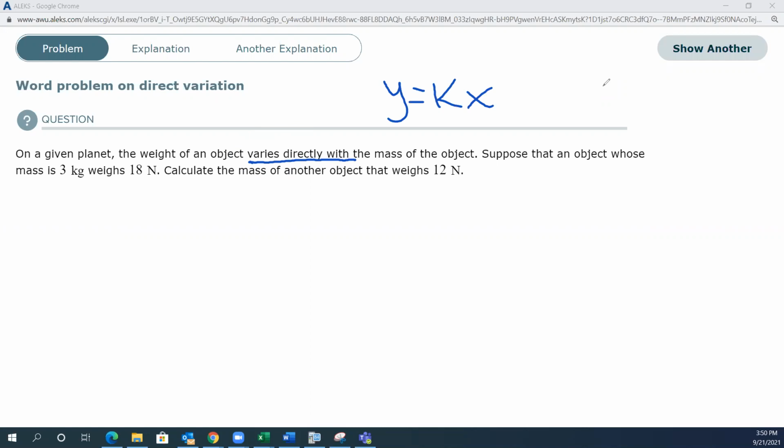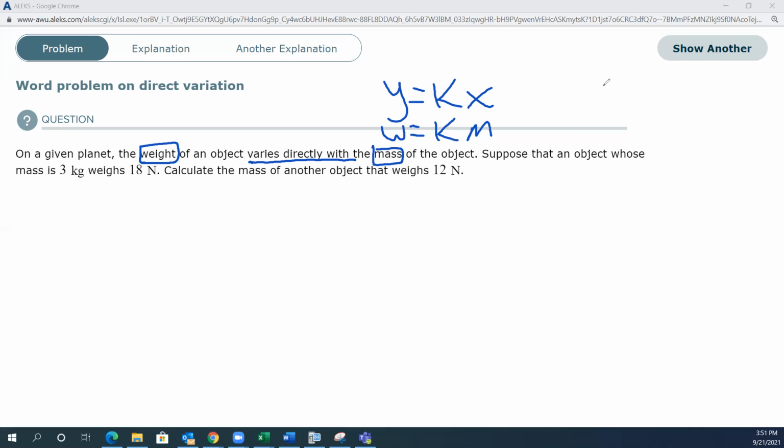Now let me give you a little hint here to make things a little easier. Whatever comes before this underlined statement of varies directly with, that's going to be your y. And when I say whatever comes before it, I mean whatever quantity can take on different values. Well, weight would be that guy. That's going to be our y. And whatever comes after the underlined portion, mass, that's going to be our x. You can leave it y and x if you want, but I'll do w and m.